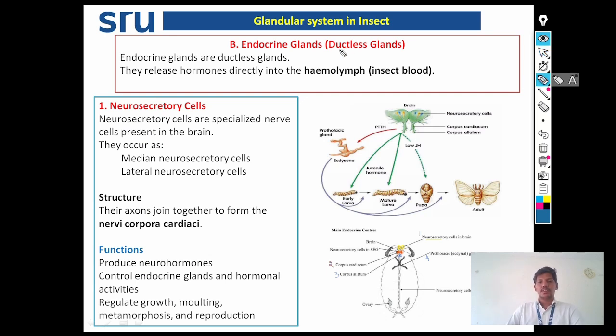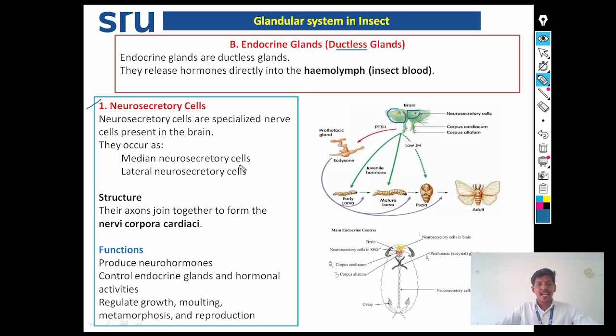Endocrine glands are the ductless glands. They release their hormones directly into the hemolymph, that is the insect blood. The first endocrine gland, the gland without duct, is neurosecretory cells. See here, neurosecretory cells in the brain region.